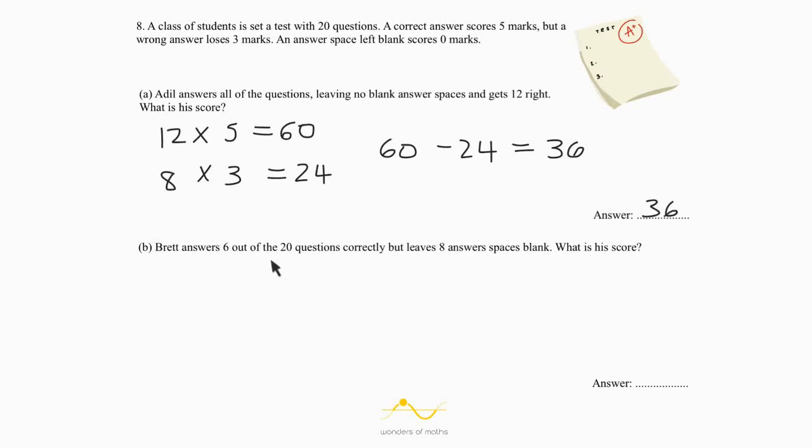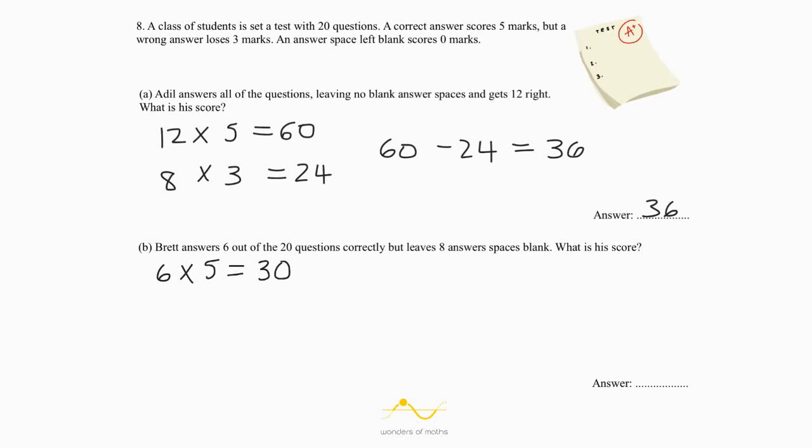Brett answers 6 out of the 20 questions correctly, but leaves 8 answer spaces blank. What is his score? Like we did in the first part, we're first going to figure out how many points he gained from his correct answers. To do this, we need to do 6 multiplied by 5, which gives us 30 points.